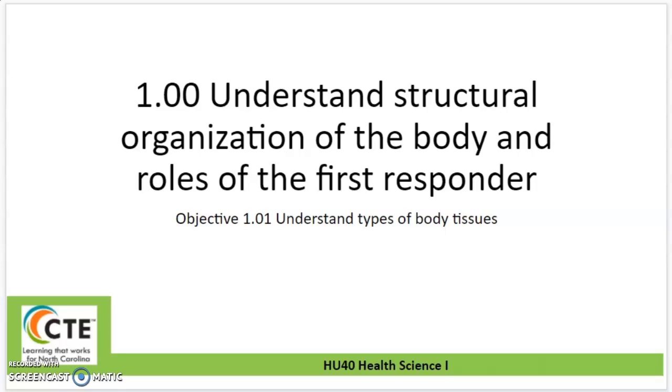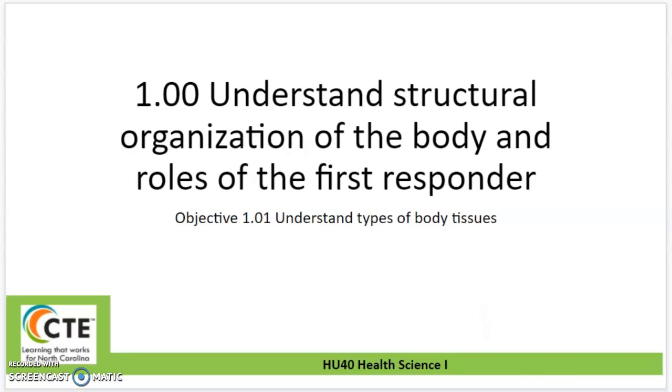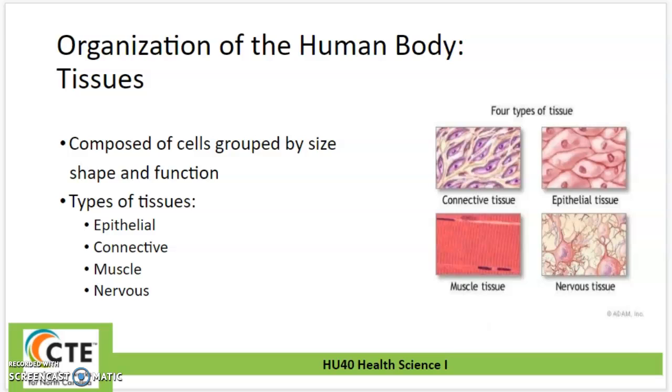So if you missed the first lecture in class, we are going to talk about types of body tissues in this lecture. So what are the types of body tissues? We have 4 types of tissues. These are grouped by their shape, size, and what they do. So if you look at the picture, you can kind of see that the epithelial tissue looks different from the connective tissue, looks different from the muscle tissue, and different from the nervous system tissue.